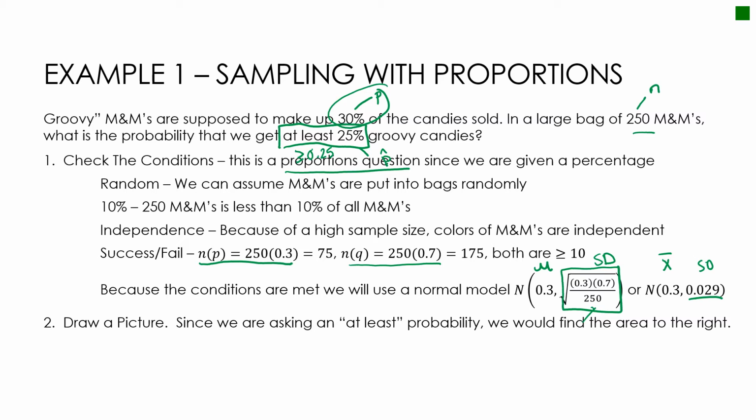Then we're going to draw a picture. I'm looking at least probability. Remember, at least is greater than or equal to. So I'm expecting 30%. My question is, what is the probability I get 25% or more? So just looking at this picture, I know I should get at least a 50% probability.